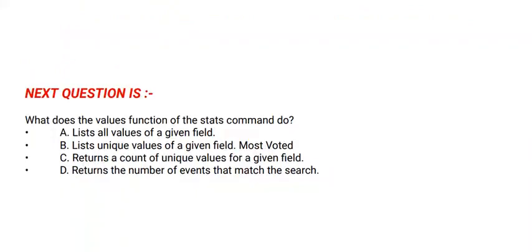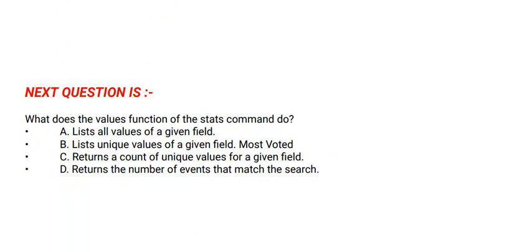Next question is, what does the values function of the stats command do? Options are, option A, lists all values of a given field. Option B, lists unique values of a given field, most voted. Option C, returns a count of unique values for a given field. And option D, returns the number of events that match the search. The correct option is option B.